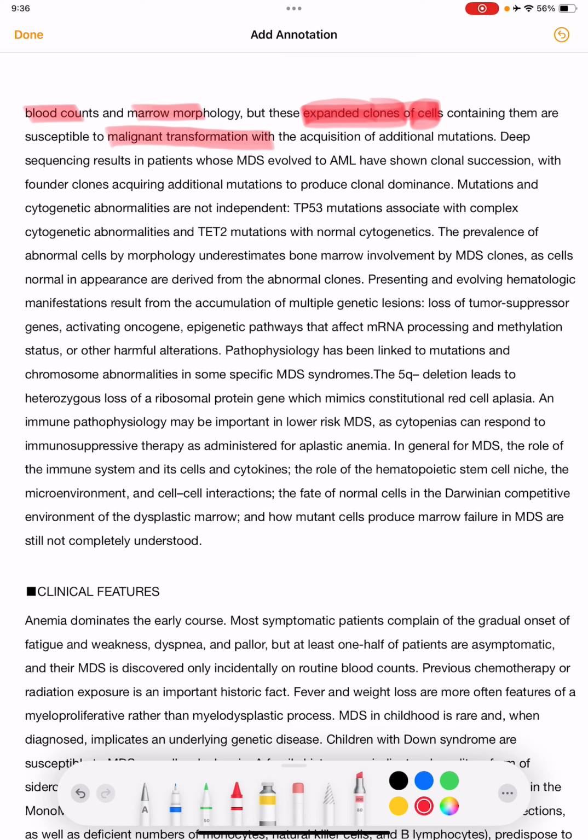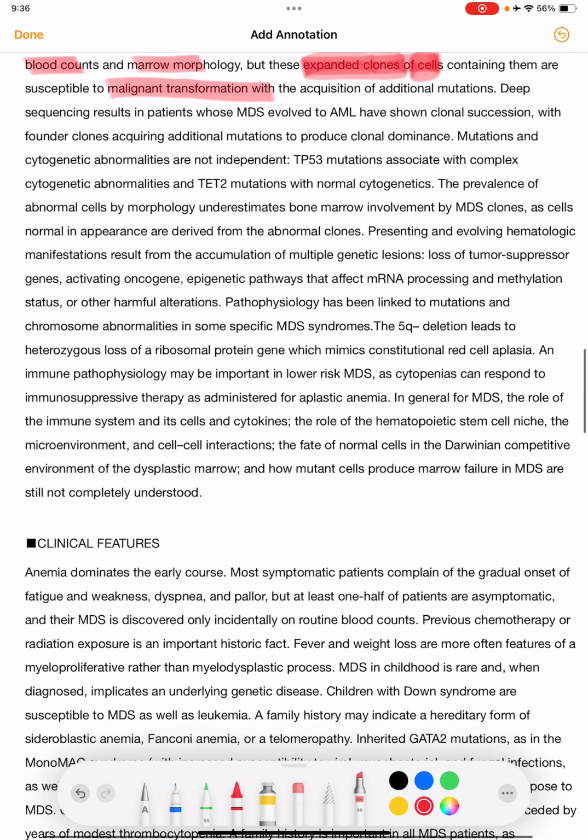Deep sequencing results in patients whose MDS evolved to AML have shown clonal succession, with founder clones acquiring additional mutations to produce clonal dominance. So MDS has evolved to AML in a few patients, and when deep sequencing is done in those patients, it shows clonal succession with founder clones acquiring additional mutations.